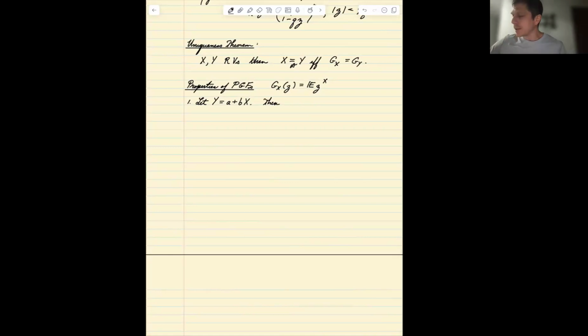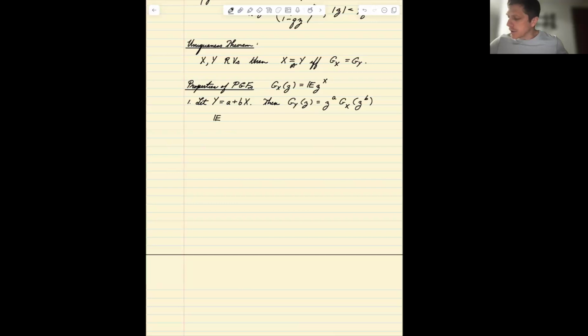So if y is a plus bx for constants a and b, then the generating function of y can be expressed in terms of the generating function of x. How? Well, it's z to the power a times g of x as a function of z to the power b. Okay. This should be a straightforward exercise, but let me just show you.